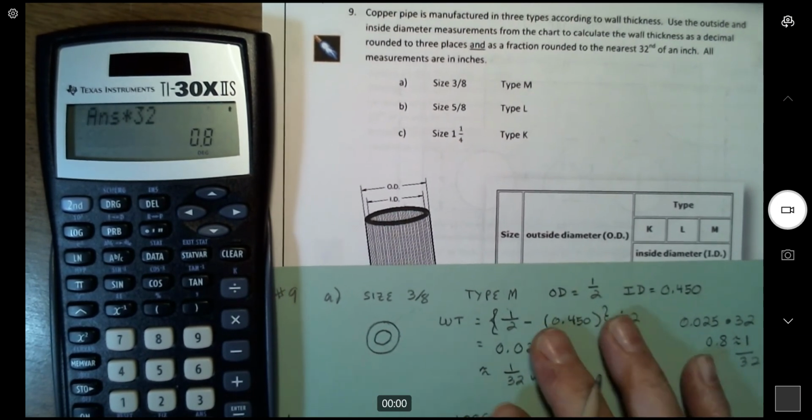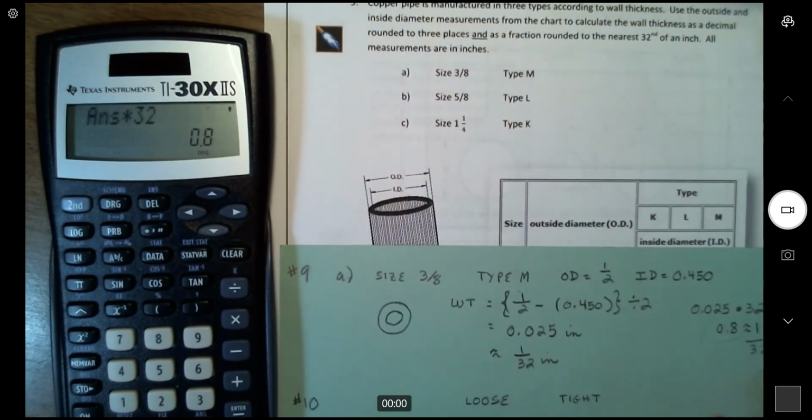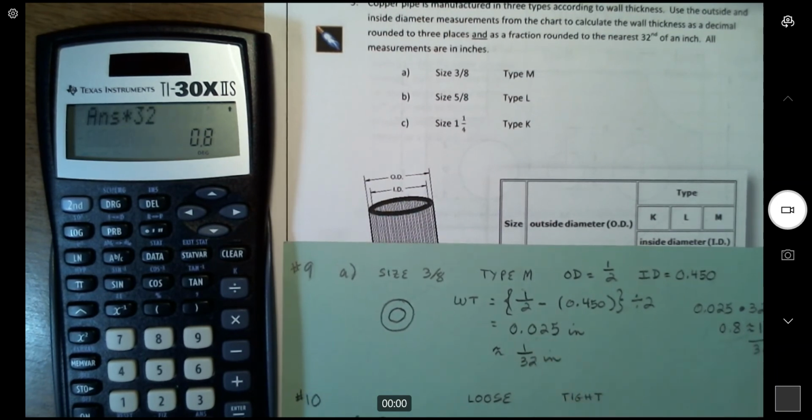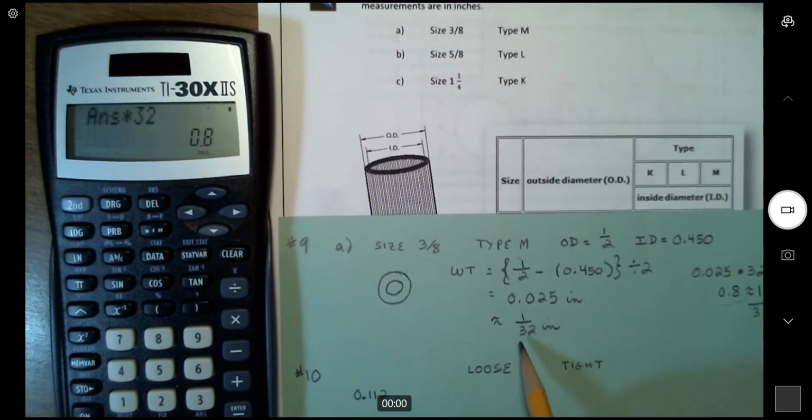And the process that you see here would be exactly the same for all 3 of these. The only difference might be this one we didn't have to round because it only went out 3 places, but maybe one of the other ones that you do, if it went out further, then you would have to round to 3 places.